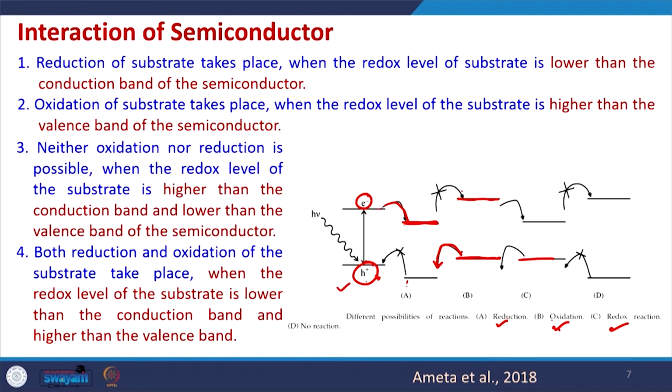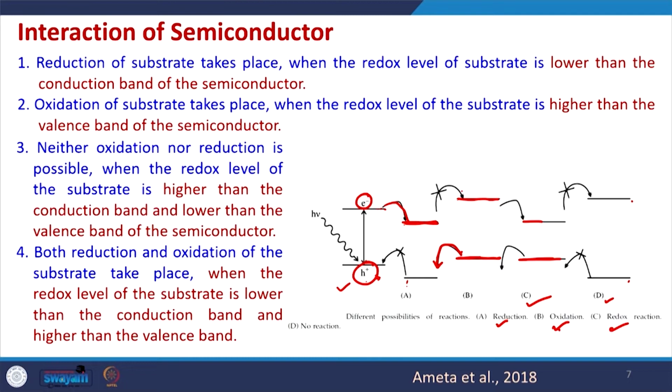So, oxidation is possible. In the C level, when both are in between these two levels, we can see both are possible. So, this is totally a redox reaction which is possible. This is another condition where both possibilities are there, that oxidation and reduction both may happen. Now, there is another condition, D condition, where we can see the higher level is above the conduction band, the lower level is below the valency band. So, under that condition there is no possibility of any reaction.